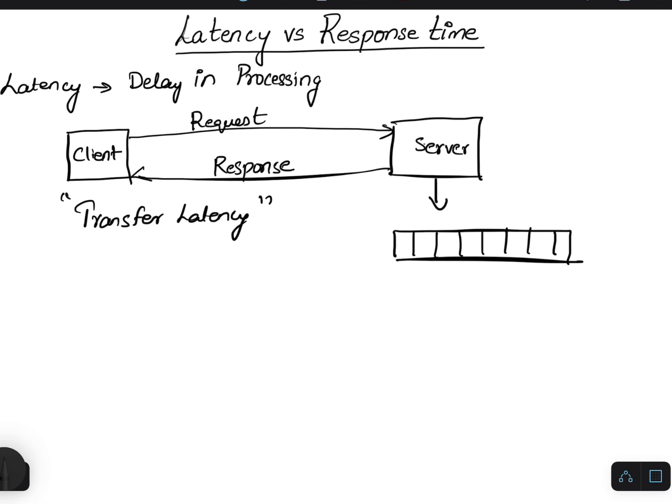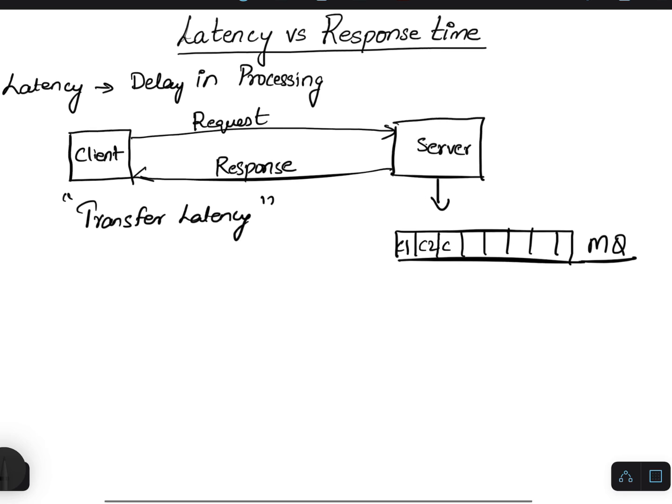There can be a messaging queue in the server. If multiple clients are sending requests, the server will queue those requests so that the server will be available to accept a request. The requests will be processed on a first come first serve basis. So the requests will be queued like this: client one request, client two request, client three request, client four request, and so on, in the message queue.